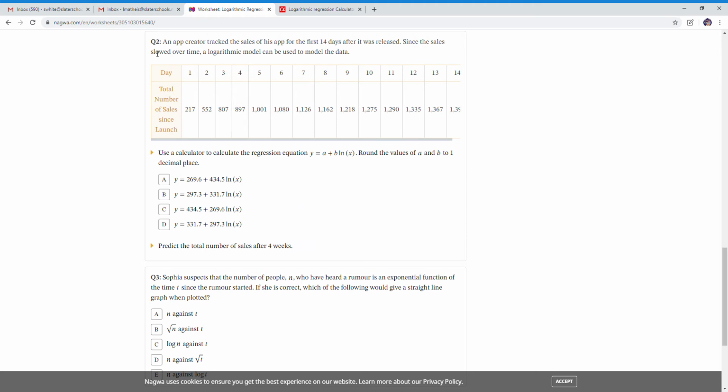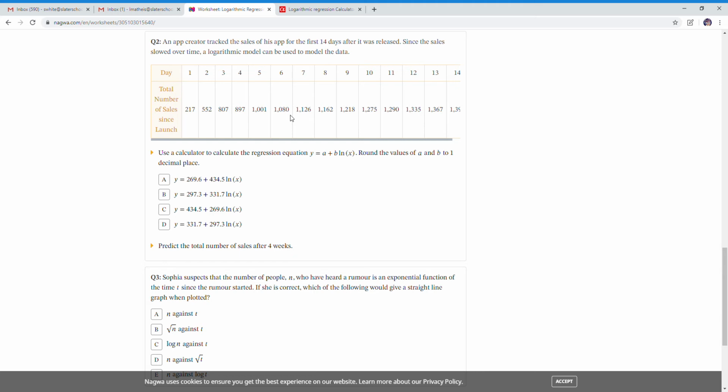What you'll see on the screen here is a question that says an app creator tracked the sales of his app for the first 14 days after it was released. Since the sales slowed over time, a logarithmic model could be used for the data. I think this is a very realistic data set. Whenever we talk about logarithmic relationships, you could do this for just about any sort of item that has gone on sale, whether it be an app, a video game, a book, whatever this may be.